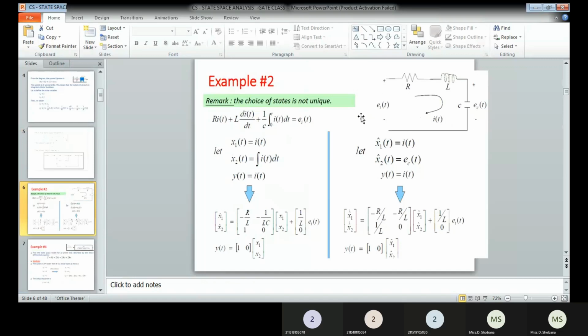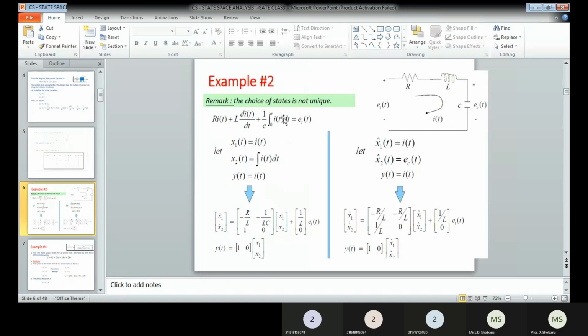So the voltage rise due to the voltage source, that will be E of t, is equivalent to the voltage drop across the resistor R, the voltage drop across the inductor, and the voltage drop across the capacitor. So this is how we have to write the differential equation. E of t is equal to R into I of t plus L into di divided by dt plus 1 divided by C into integral of I of t into dt. So that is the differential equation we got.